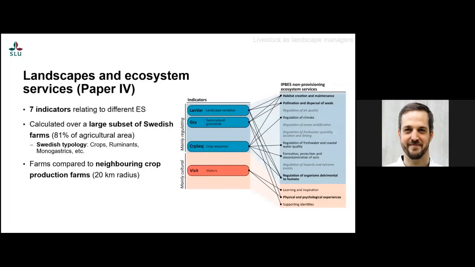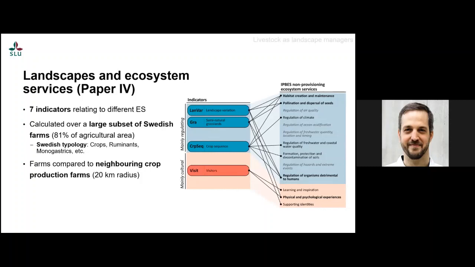So we had one indicator called landscape variation. And here a farm with smaller fields, irregularly shaped, perhaps dispersed in a forest landscape would receive a higher score than a farm in a more monotonous cropland landscape. Then we have an indicator for the amount of semi-natural grasslands on the farm. And as I've previously stated, these are one of the most biodiverse habitats we have and relate to ecosystem services such as providing habitat for pollinating and other beneficial insects, but also to cultural services such as supporting our cultural identities and providing nature recreation areas.